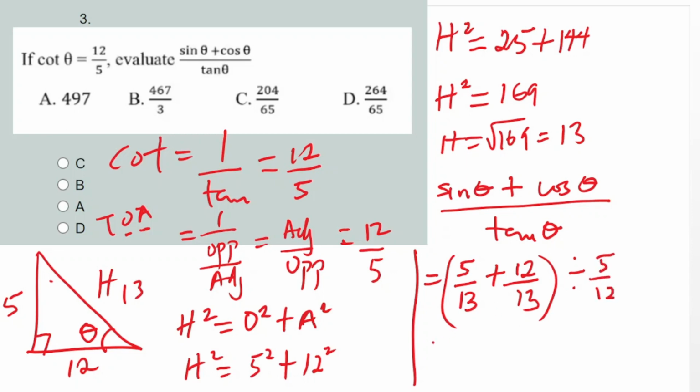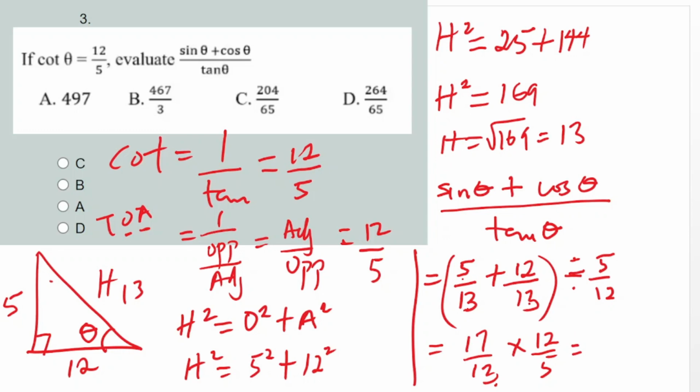So when we find this one, what will this be? 5 plus 12, that is 17 over 13 times 12 over 5. What I did was change this one to multiplication, so you reverse this one. Then this one is 13. 13 is the LCM. Then we add the numerators. When you have the same denominator, just add the numerators. That is the shortcut.